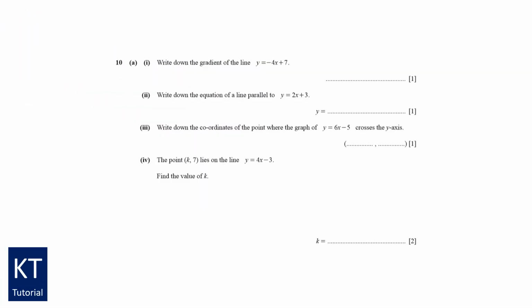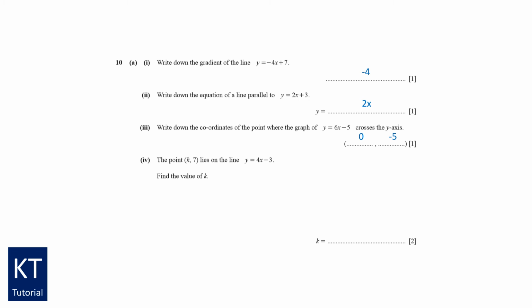Question 10a. Write down the gradient of the line y equals minus 4x plus 7. The gradient is minus 4. Next, write down the equation of a line parallel to y equals 2x plus 3. It means a line that has a similar gradient, y equals 2x being one of them. Next, write down the coordinates of the point where the graph of y equals 6x minus 5 crosses the y-axis. This is the coordinates 0 and minus 5.